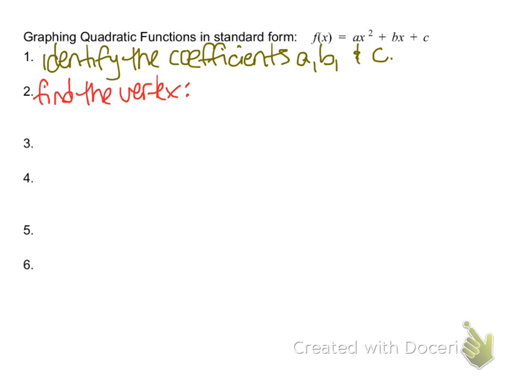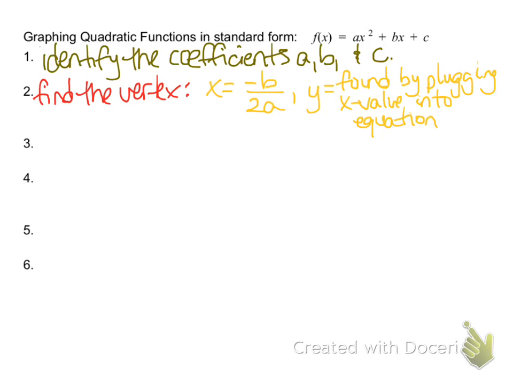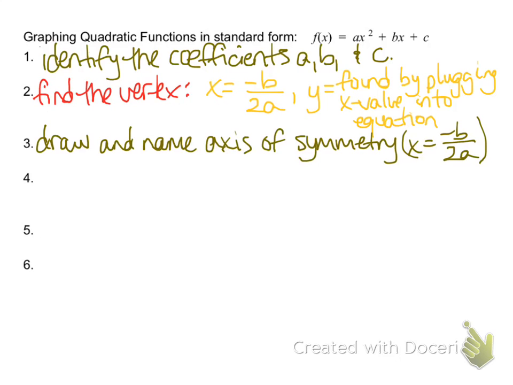And then we need to find the vertex, because we need to know where this graph is located. We're going to do that by finding the opposite of b over 2a. And then to find the y, remember f of x is the same as y, so we just have to plug that x value back into the original equation. Then I want you to draw and name the axis of symmetry. And remember, the axis of symmetry is a vertical line, so it's of the form x equals whatever the x-coordinate of the vertex is.